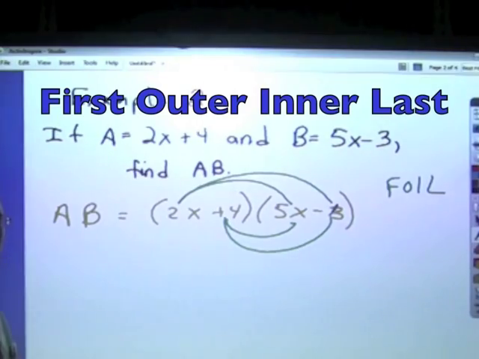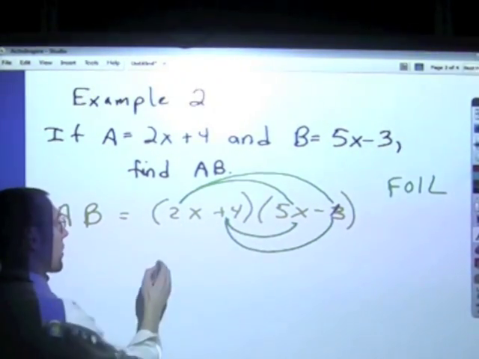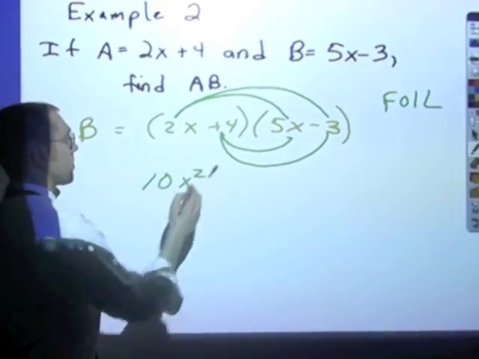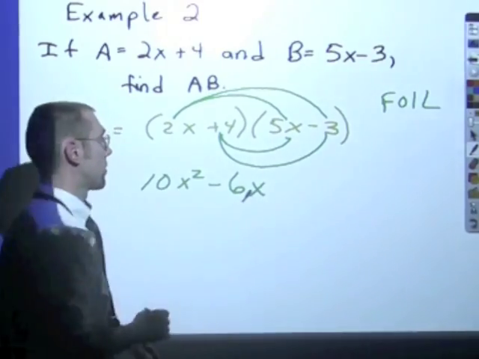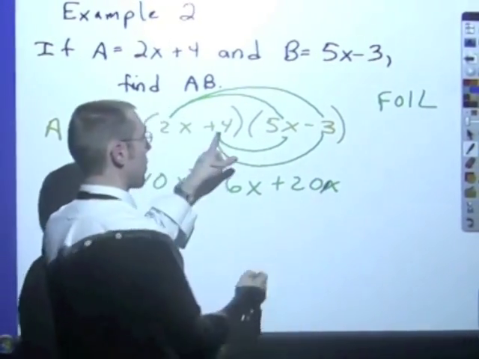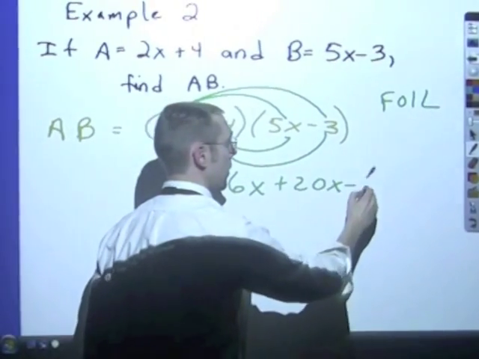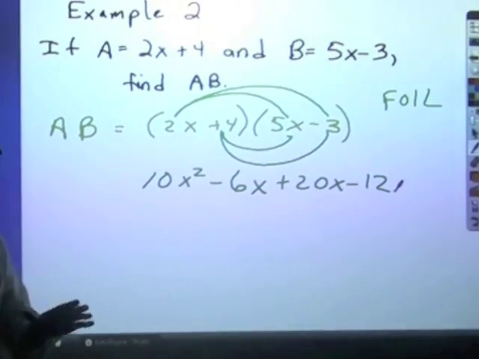Okay, so I'm going to multiply everything I just said together in that order. So I'm going to take 2x times 5x. That's 10x squared. And I have 2x times negative 3, negative 6x. 4 times 5x is 20x. And I'm going to multiply the 4 and the negative 3, get negative 12. If you make the arrows and follow them and multiply, you should be in good shape with this.